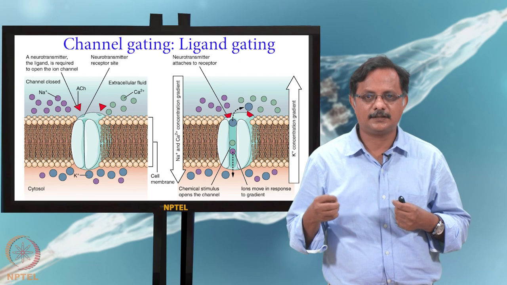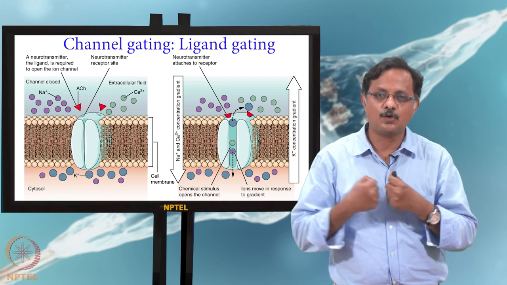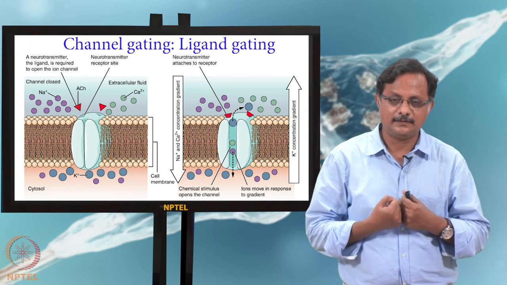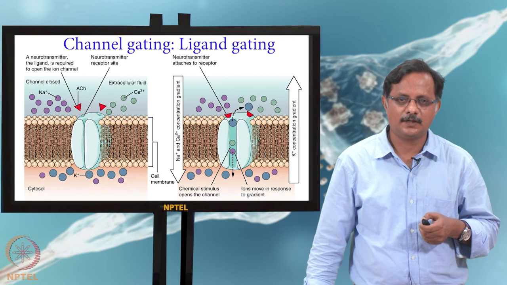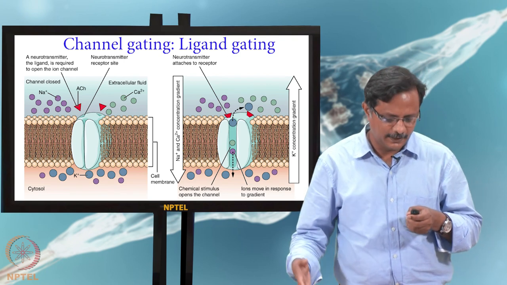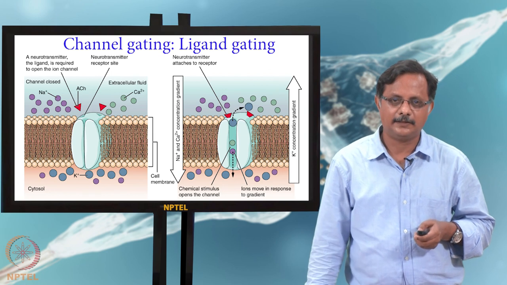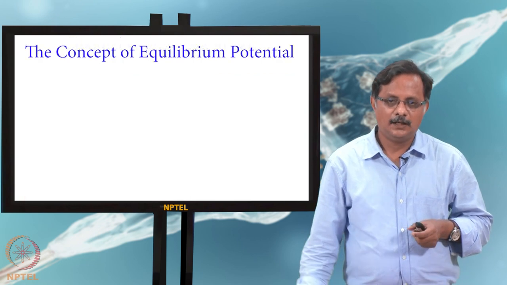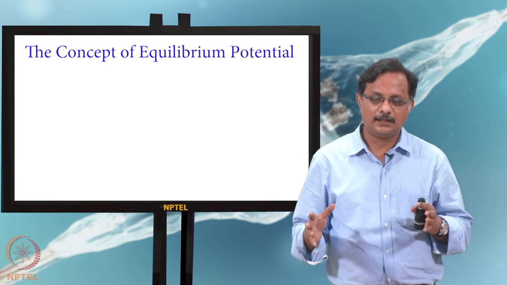In the left figure you see the acetylcholine has not yet come into contact with the channel, and on the right you see that the acetylcholine molecule has come into contact and bound with the receptor of the channel, and as a result the channel opens and allows passage of ions. So, this kind of gating which is mediated by a molecule or a ligand is called ligand gating.